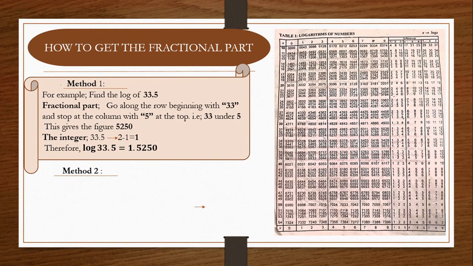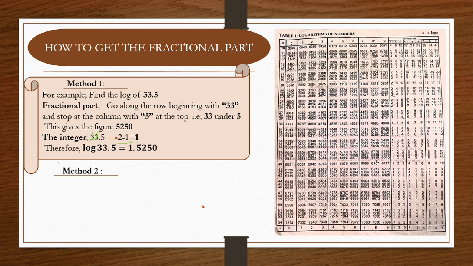So now, to get the integer part, remember we have to do 1 less than the number of digits on the left side of the decimal point. These are the numbers 3 and 3. So how many numbers are here? We have 1, we have 2, so that's 2 digits on the left side of the decimal point. Now we do 1 less than it, so 2 minus 1, which equals 1. So this is our integer.